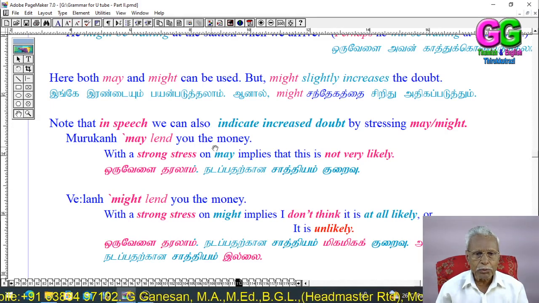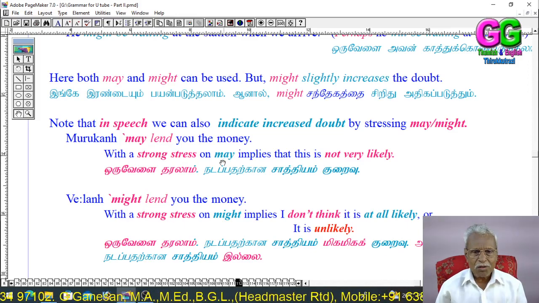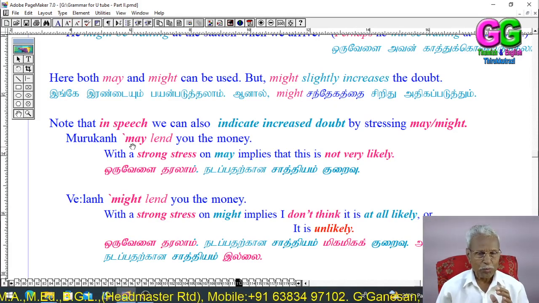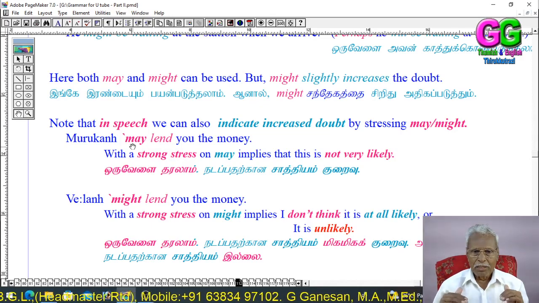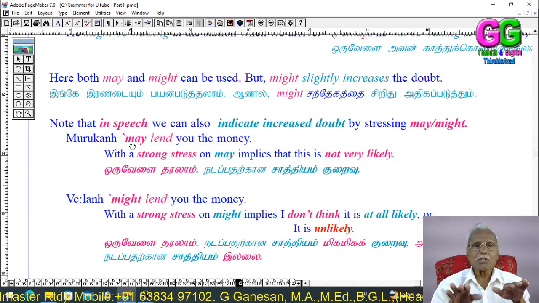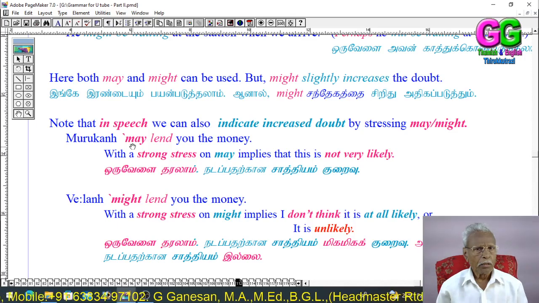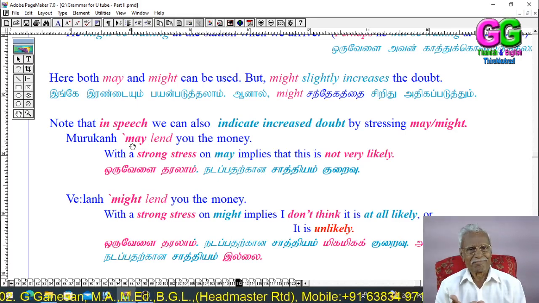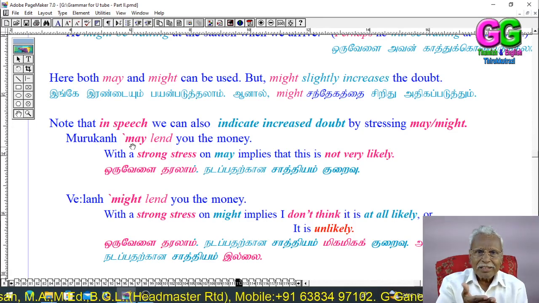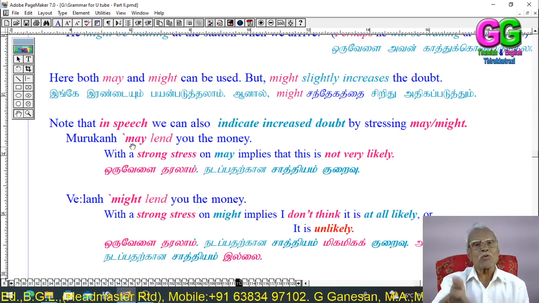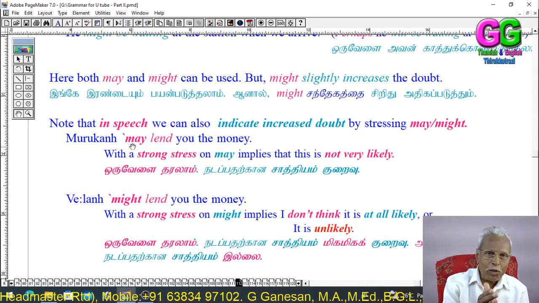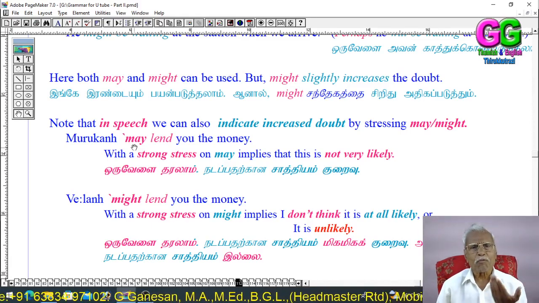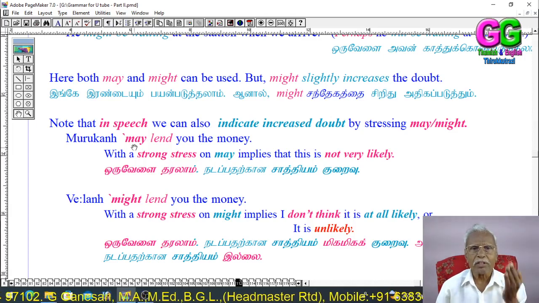Murugan may lend you the money. With a strong stress on may implies that this is not very likely. Yes, a strong stress on may implies that this is not very likely. That is, mostly it is unlikely. You see, Murugan may lend you the money. That is, it increases the doubt. It increases the negative answer. The scope for a positive answer is very, very less. So, Murugan may lend you the money. Then, of course, he may lend. But the possibilities are very, very less.